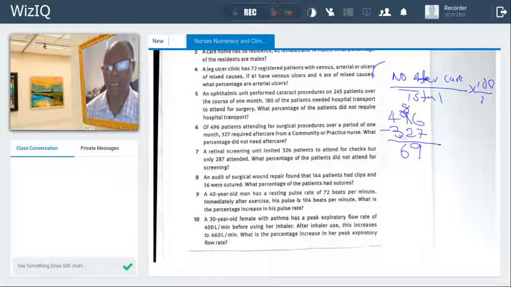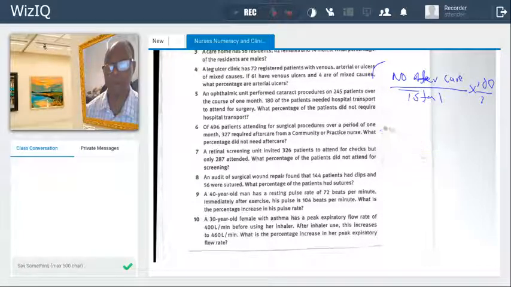Yeah, and then you have 4. 4 take away 3 is going to be 1. So 169 did not need aftercare, because these needed aftercare, but these ones didn't. So then we are going to put this number into our formula at the top.